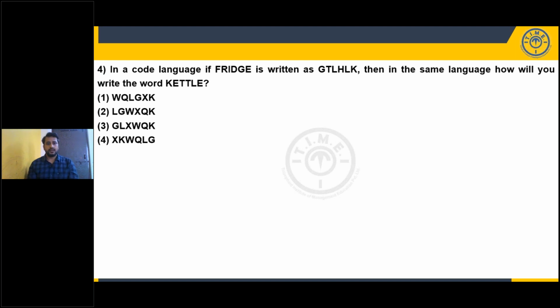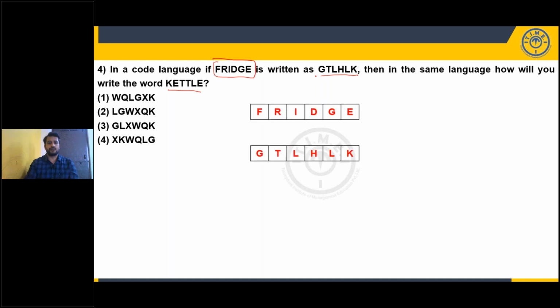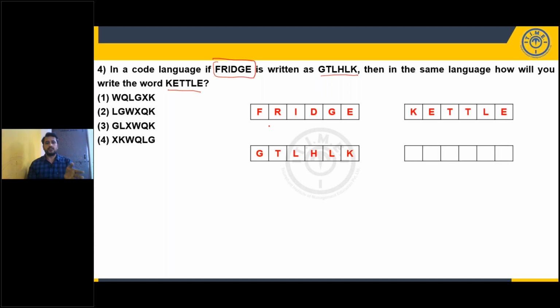In a certain code language, fridge is written as GTLHLK. In the same way, how will you write the word kettle? Now, letters that are present in the word FRIDGE. Letters that are present in the code GTLHLK. So word and code are having different letters. When word and code are having different letters, what should be our approach? First letter to first letter. If it is not possible, first to last. If it is not possible, rearrangement of letters.